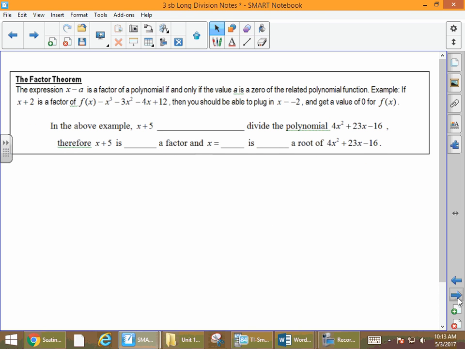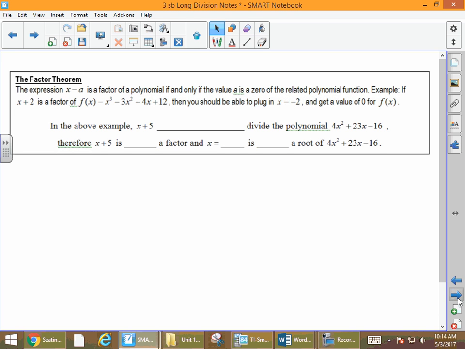The factor theorem says that the expression x minus a is a factor of the polynomial if and only if the value a is a zero of the related polynomial function. Well, that's a jumble of words. But what I'm saying here is, if we get a remainder of 0, in other words, if we don't have a remainder, then what we're dividing by is a factor. And if we get some number, like we just got negative 31 for remainder, then that means what we divided by is not a factor.